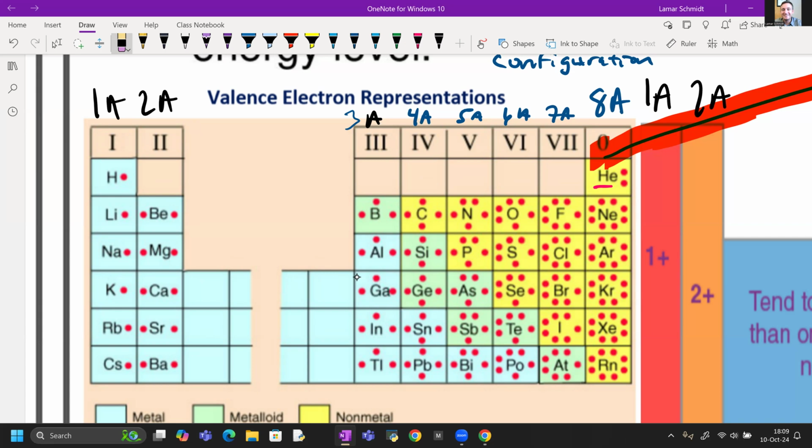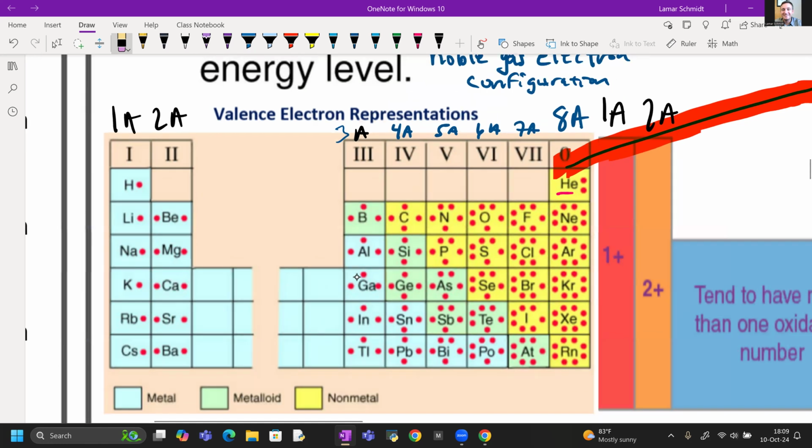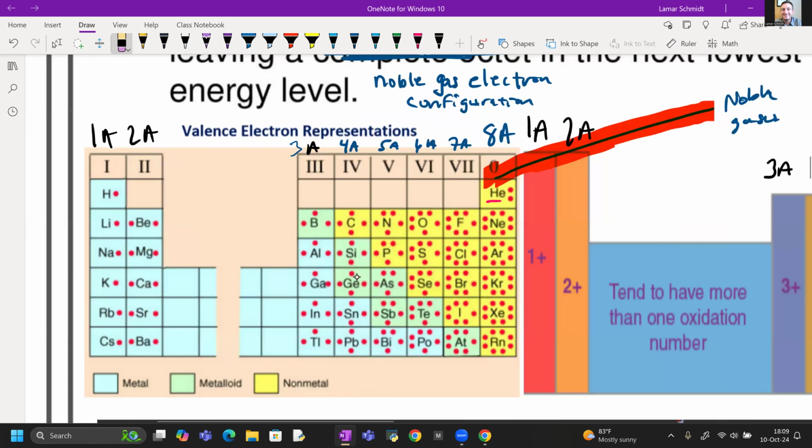And those in group 4A have 4 valence electrons. And those in group 5A have 5 valence electrons. And those in group 6A have 6 valence electrons. And those in group 7A have 7 valence electrons. And those in group 8A have 8 valence electrons, with the exception of helium. All right, and so your question may be, well, why is helium the exception here? Why does helium only have 2 valence electrons? Shouldn't it be in group 2A?